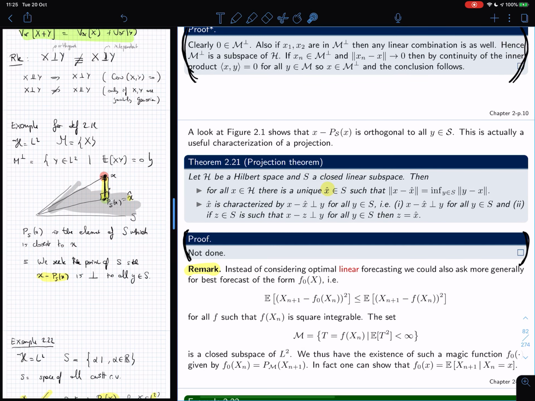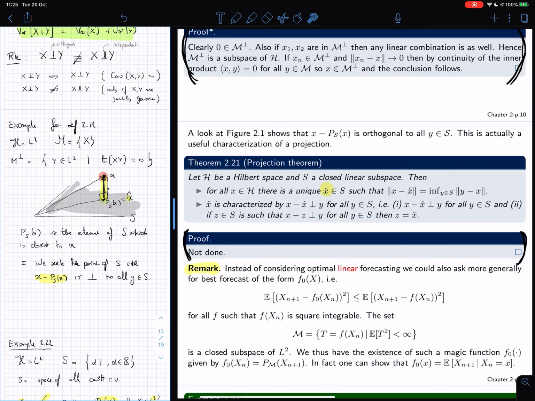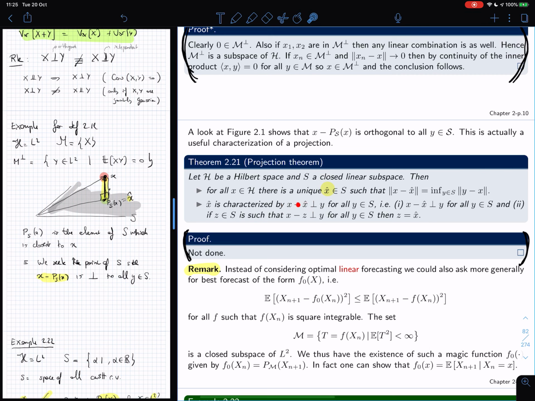And moreover, this vector here is characterized by the fact that the vector from x hat to x is in fact orthogonal to all elements of S. So x minus x hat is orthogonal to all elements of S. Therefore, in order to identify a projection onto a set, it suffices to find something which is orthogonal to everybody in your set.